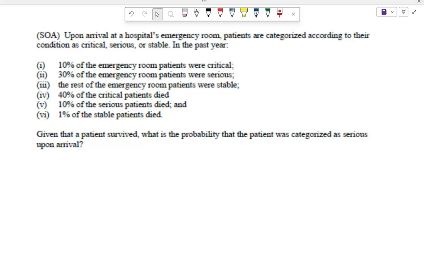Sounds like a fun problem, doesn't it? Okay. All right. Let's talk about pieces that we know to start with. 10% were critical. So I'll use C for critical, S for serious, and then I'll use a T for stable, since I don't want to try to draw 2 distinct S's. If I do this as probability, what would be your probability of critical? Okay. Good.